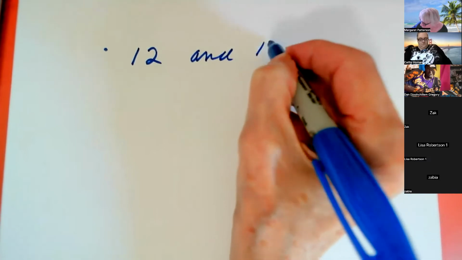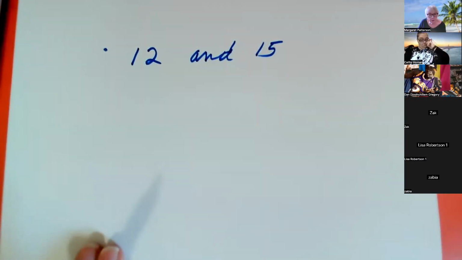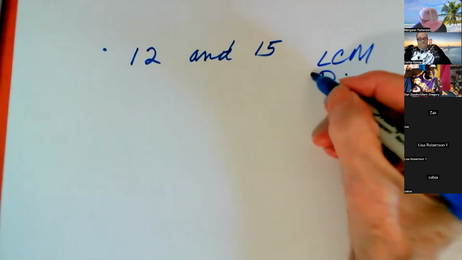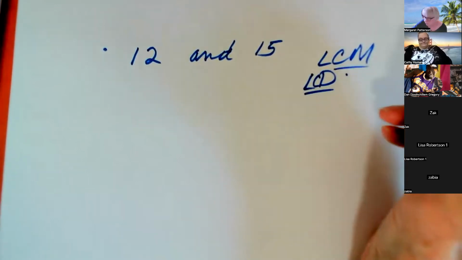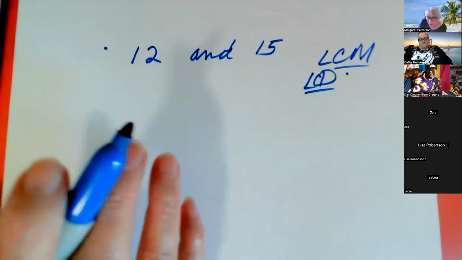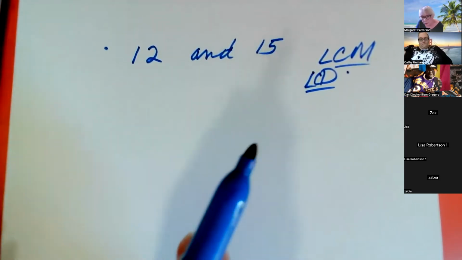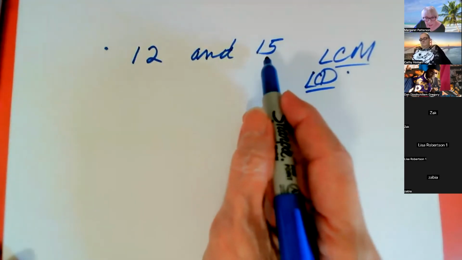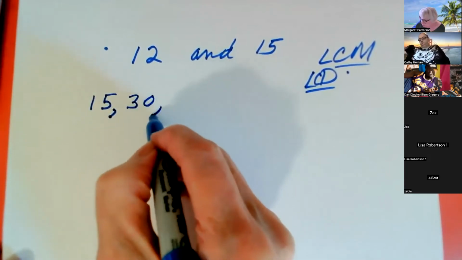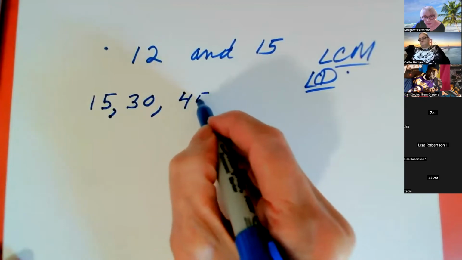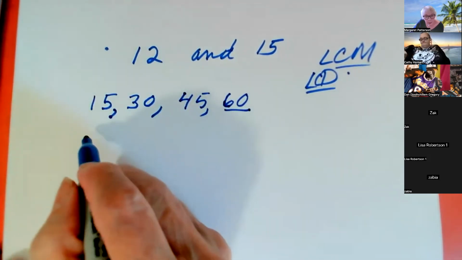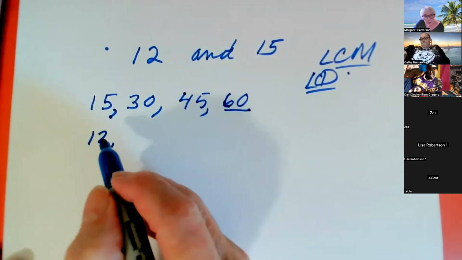12 and 15. I want to demonstrate this with smaller numbers. Least common multiple or lowest common denominator. Wouldn't it be 60? Because they both go in there 60? Exactly. But now, did everybody see it was 60? So one way, I'm going to do it with multiples. I'm going to use the bigger number, 15. 15 times 1, 15 times 2, 15 times 3, and 15 times 4. This is it. And then I'm going to do the multiples of 12.